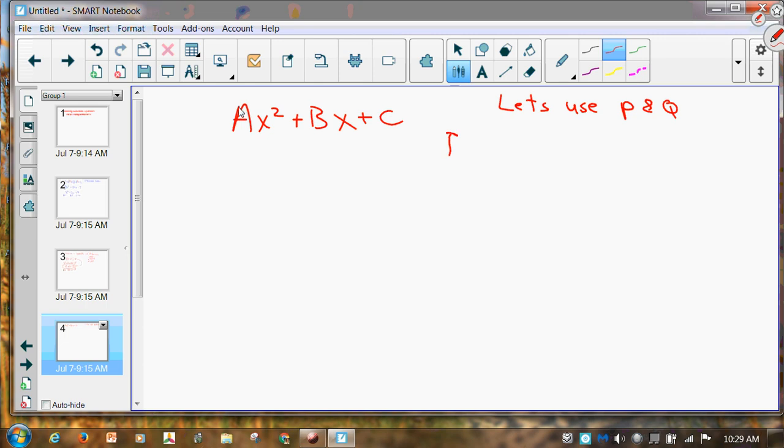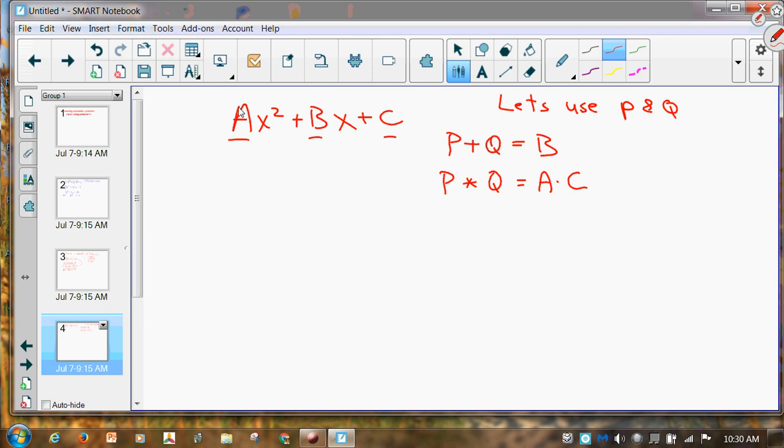We want the conditions to be met that P plus Q equals the B term, the B coefficient. We also want P times Q to equal A times C. Okay, so P plus Q equals B, and P times Q equals A times C.